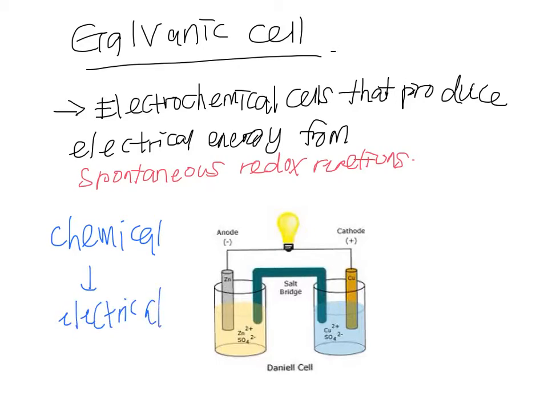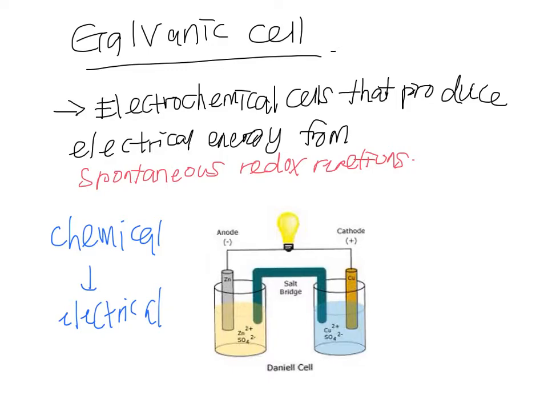And the chemical energy we are talking about here comes from the redox reaction that will take place. If you still remember, redox stands for reduction and oxidation. So in this particular electrochemical cell, spontaneous redox reactions happen, and therefore the chemical energy will then be converted to electrical energy.